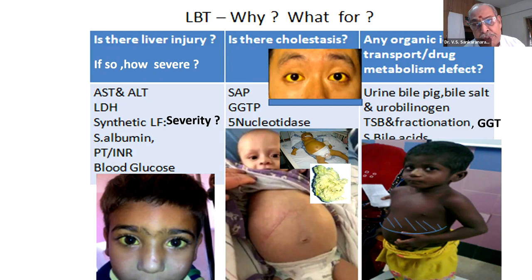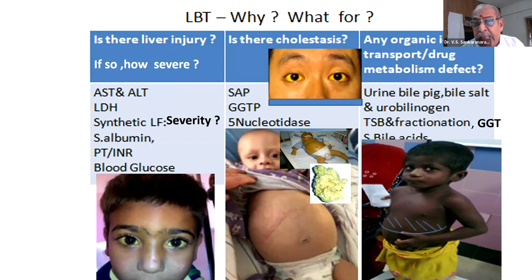The second question is, is there cholestasis? If there is cholestasis, there is deep jaundice, urine is dark yellow, pale stool may be there, itching may be there. If there is cholangitis, high toxic fever may be there. And you look for cholestatic enzymes, particularly SAP and GGTP. 5 nucleotidase we don't do because it's costly. If you rule out these two, you can rule out other metabolic conditions.